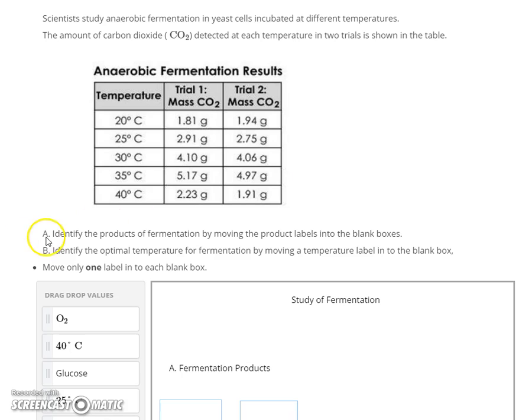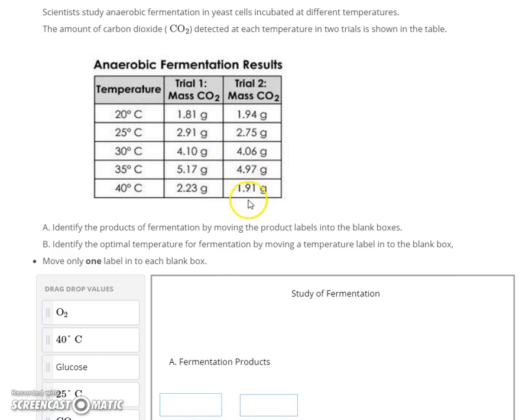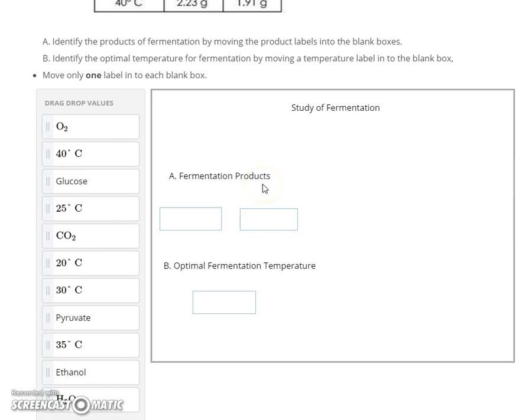So part A of this question is to identify the products of fermentation by moving the product labels into the blank boxes. First of all, in the question it says how much CO2 is detected. CO2 is a product, so the more fermentation we get here, the more CO2 we're going to see. Fermentation produces CO2. That's where this is called alcoholic fermentation we're talking about. CO2 is a product. This is where the bubbles come from.